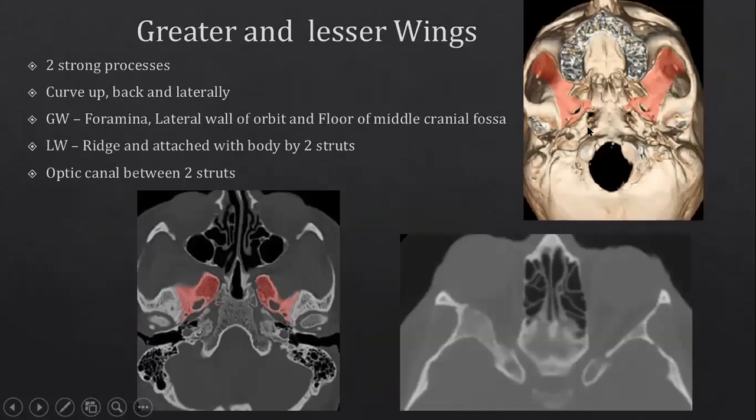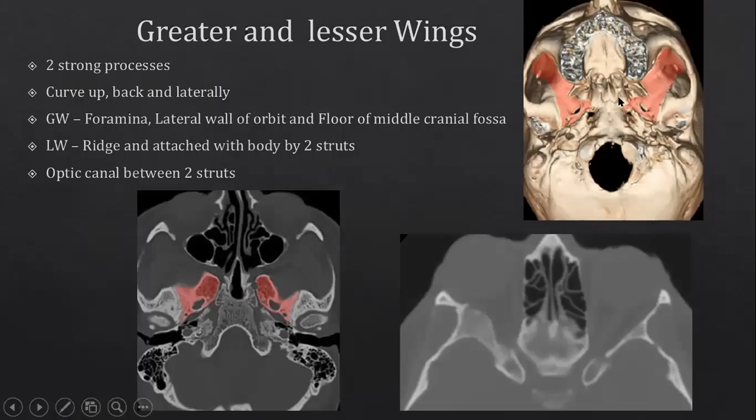Let's move on to the wings of the sphenoid. So we talked about it earlier on. We have got the greater wing of sphenoid and the lesser wing of sphenoid, both of which are attached to the body of the sphenoid, and both are arching laterally. This is an exocranial skull base view.